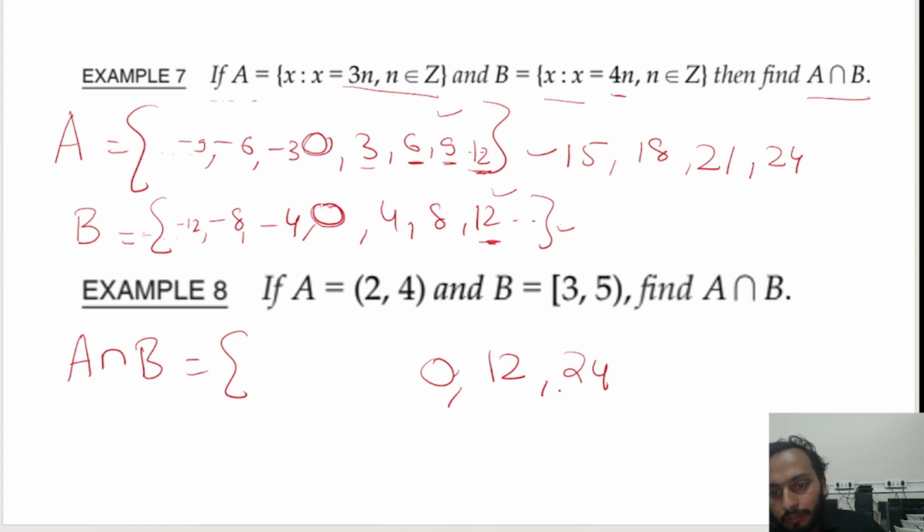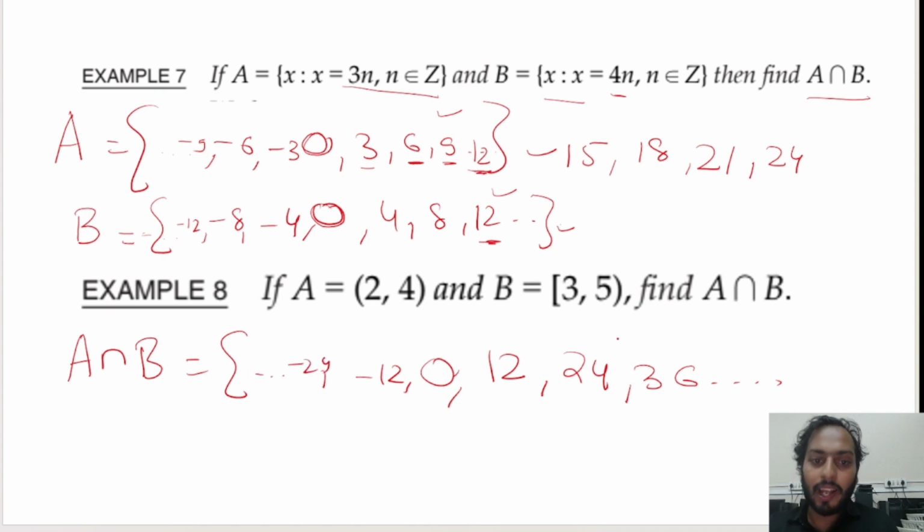Now can you guess the next one? Are you seeing any pattern? The first number is 0, which is a multiple of 3 and 4. Second is 12, which is a multiple of 3 and 4. Third is 24, which is a multiple of 3 and 4. If you are looking for a number which is a multiple of 3 as well as 4, what are you looking for? Multiples of 12. The next number would be 36 and so on. And similarly negative: negative 12, negative 24 and so on. That is my A intersection B.